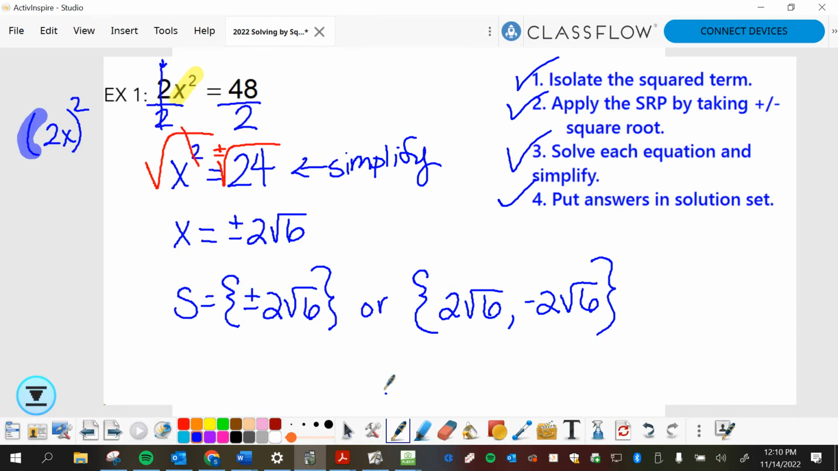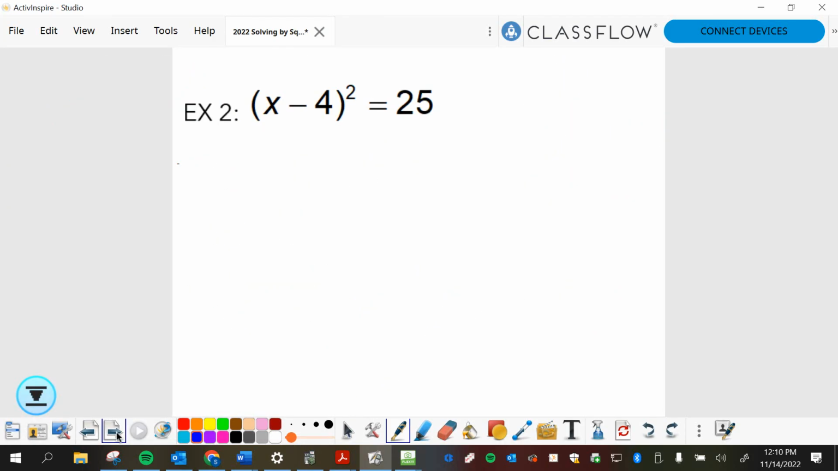Okay? Alright. Next one. Alright, this one looks a little bit different. But steps are still the same. Okay? Step 1. Isolate your squared term. So you've got to understand what is being squared. Is it x? Is it 4? Or is it all of x minus 4? X minus 4. It's all of x minus 4. So this whole thing is what's being squared.